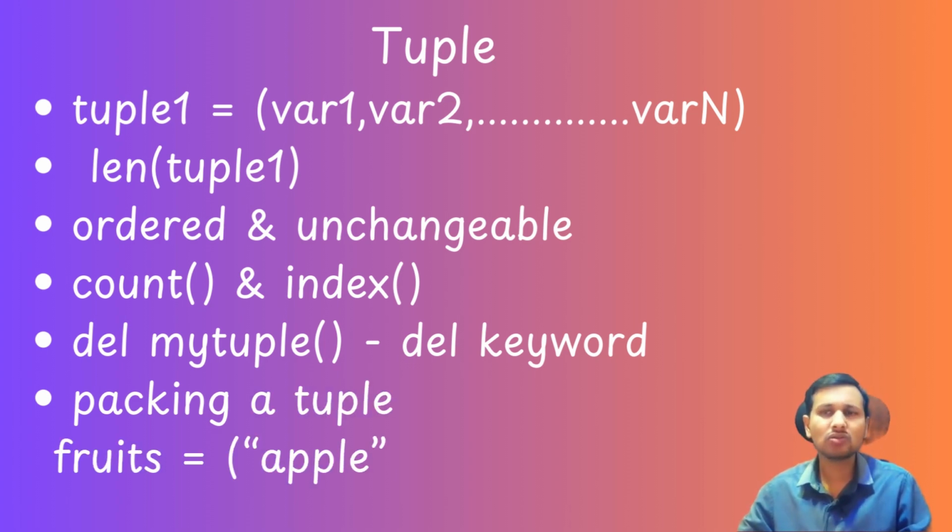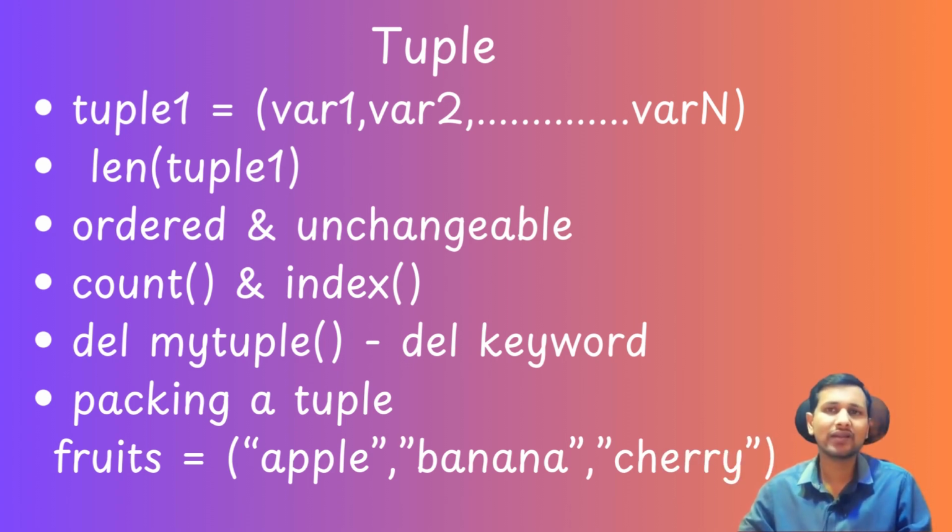We use the len function to calculate the length of the tuple. We have two inbuilt methods, count and index, that are used to find the frequency and the index of a particular value we are searching for. We can use the del keyword to delete the tuple, the whole tuple itself.